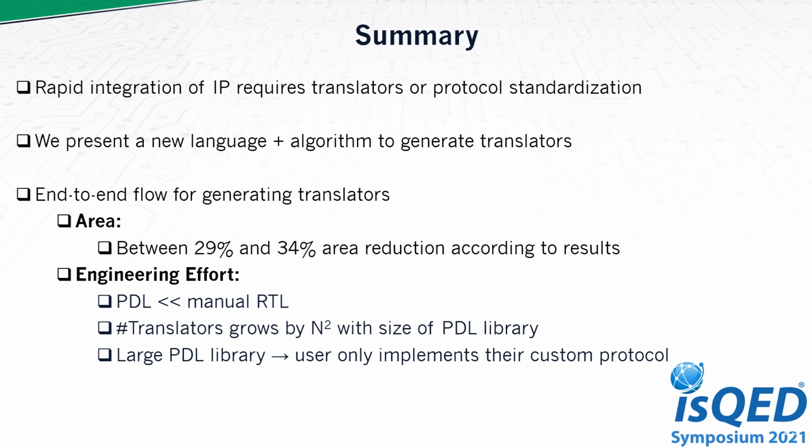So in summary, rapid integration of various IP requires either translators or protocol standardization. To solve this problem, we present a new language and algorithms to automatically generate translators. We implement these ideas in C++ code and demonstrate 2 main advantages. First, we show a 29 to 34% area reduction by trimming the specification of the PDL. And second, we greatly reduce engineering effort required to produce these translators. This is especially true when you consider that once our library contains a PDL, it does not need to be written again, and hence the number of translators we can generate grows as a function of n squared. So a user should only need to specify their own custom protocol and then be able to generate translators to other protocols in seconds.